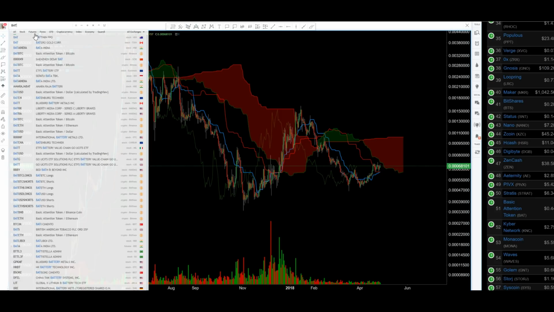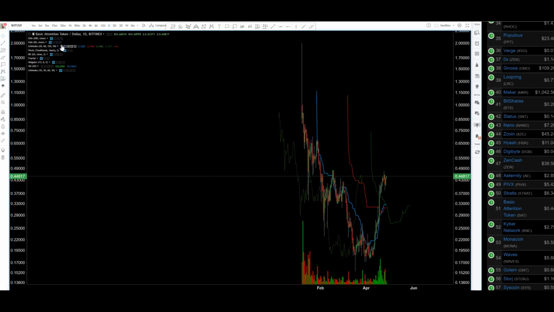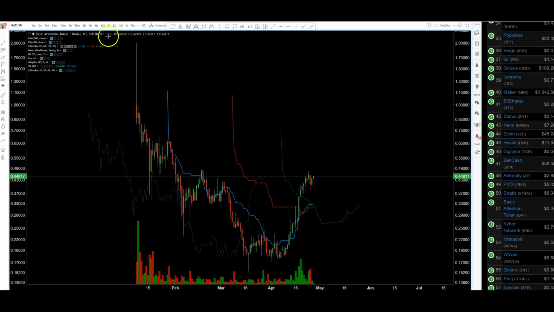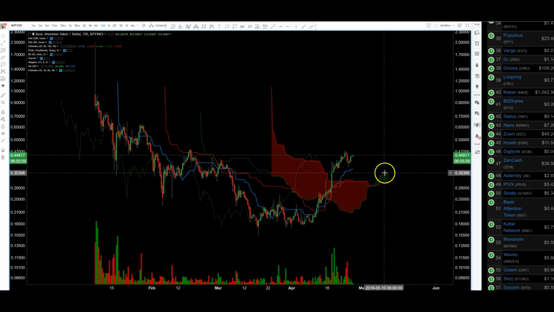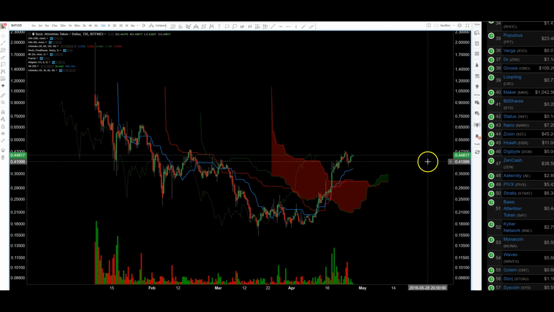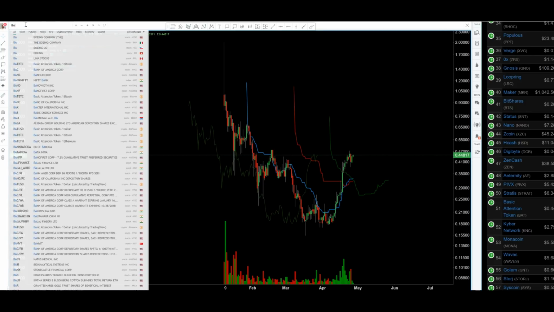Let's go to BAT. BAT moved a lot because there's some talk of it getting listed on the old Coinbase. 12-hour, more bullish than most things because it's already out of the cloud. It's got its bullish TK lagging span, blah, blah, blah. The daily, not enough data. Let's go to BAT BTC. So as far as trend is concerned, it looks good.